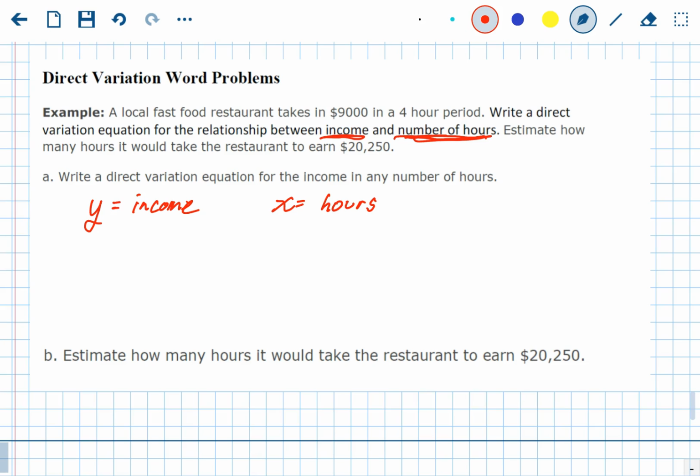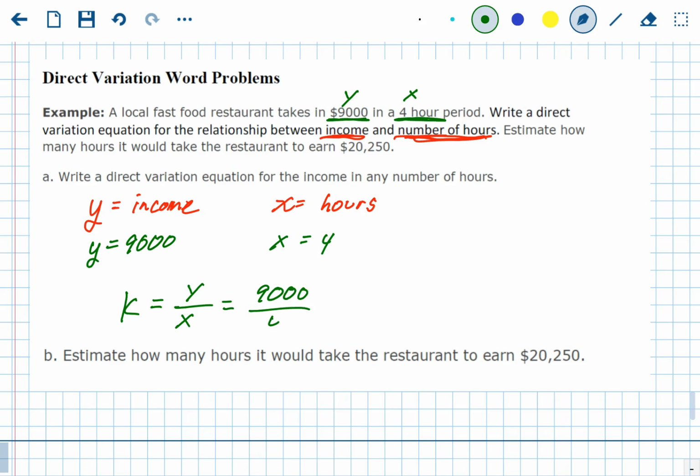Well, for us to do this, they have to give us a full y and x. And they do in the first statement. First statement, they tell us that a restaurant takes in $9,000, that's an income, in a 4-hour period. That's an hours. So our y value is 9,000. Our x value is 4. We're going to use that to find k, because k is always y over x. 9,000 divided by 4 is 2250. That's your k value. Now again, that's not our answer. The problem said to write the equation. So you can't just find k, you have to write the equation. The equation is y equals kx, so the equation is y equals 2250x.